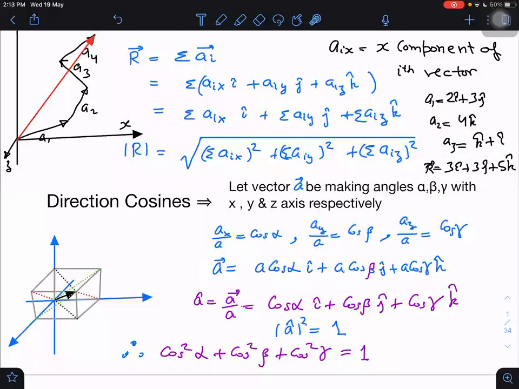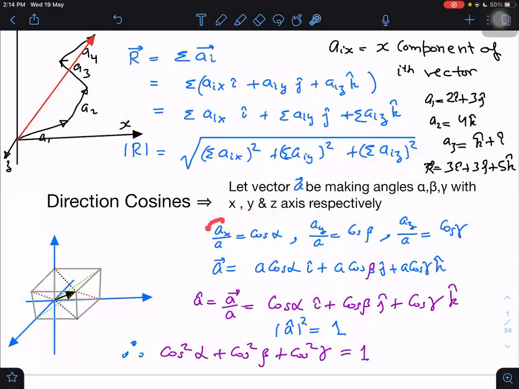But if the examiner gives vectors in the diagram, he should specify what angles these vectors are making with the x, y, and z axes. Every angle should be given. Let us say he has done that part. Let us say a vector A is making angles alpha, beta, gamma with the x, y, and z axes respectively.